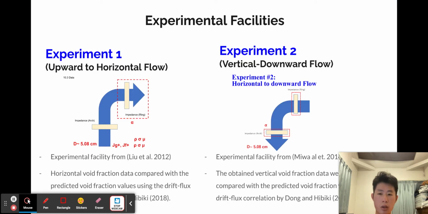So the experimental setups: experiment 1 is the experiment where I utilized the horizontal void fraction calculation, and experiment 2 is the vertical downward flow. For experiment 1, the two-phase flow goes up through the pipe and to the right, while in experiment 2, the two-phase flow goes from the right and down.